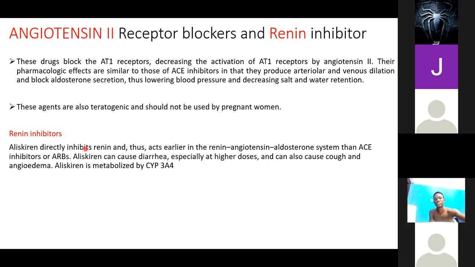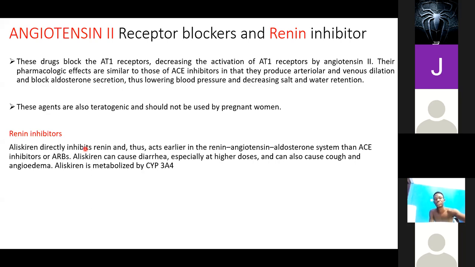Now, these agents are also teratogenic. So consider that they are teratogenic. And so please know the difference. One causes malformation. The other one is teratogenic. So if I ask a question, if I mention teratogenic, the keyword, then of course, you should consider angiotensin 2 receptor blockers. And this should not be used by pregnant women.